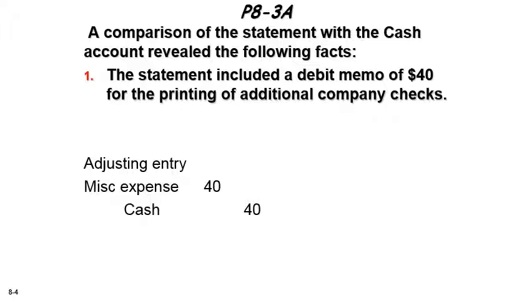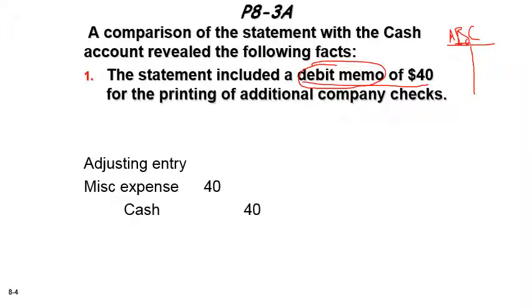All right, so the first piece of information they give us is that the statement, so this would be the bank statement, includes a debit memo for $40, and that is for the printing of additional company checks. So the debit memo is from the bank's perspective. Remember, when the bank has the money, it's the company's money. So to the bank, this is a liability.